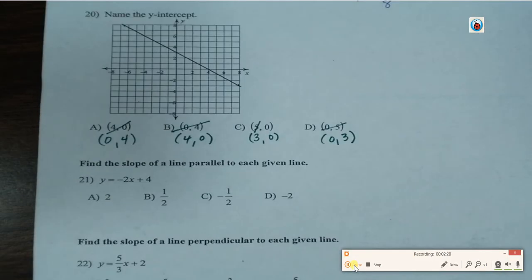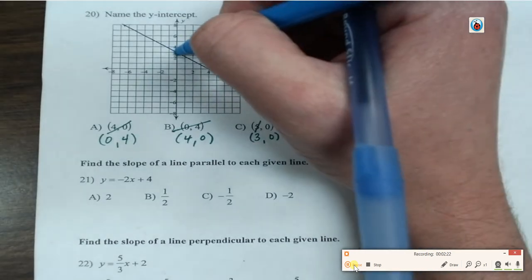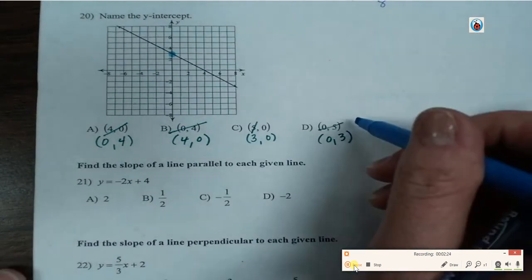Name the y-intercept. That's the point where my graph crosses the y-axis. That'd be at the point (0, 3), D.